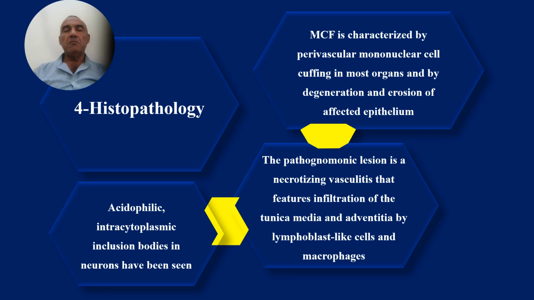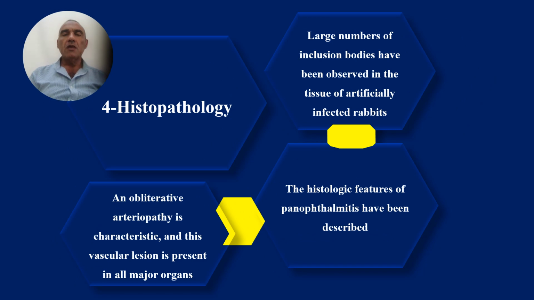Histopathological examination. Malignant catarrhal fever is characterized by perivascular mononuclear cell cuffing in most organs and by degeneration and erosion of affected epithelium. The pathognomonic lesion is a necrotizing vasculitis that features infiltration of the tunica media and adventitia by lymphoblast-like cells and macrophages. Acidophilic intracytoplasmic inclusion bodies in neurons have been seen. Large numbers of inclusion bodies have been observed in the tissue of artificially infected rabbits.